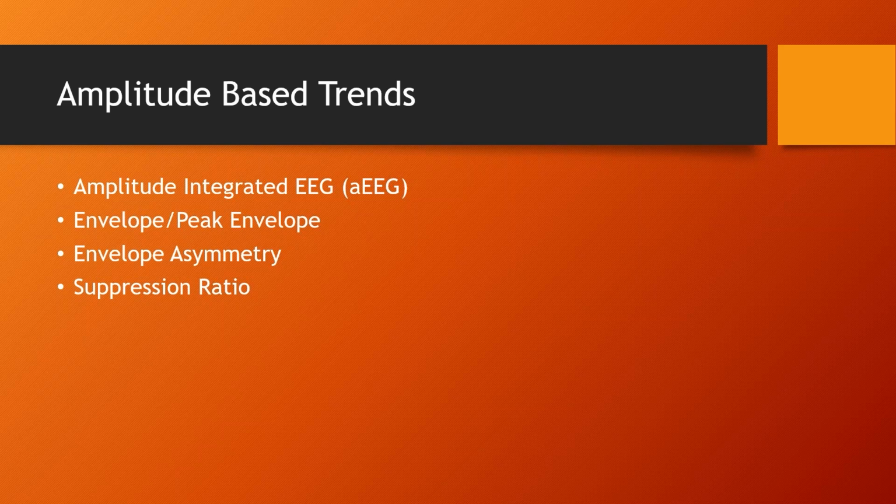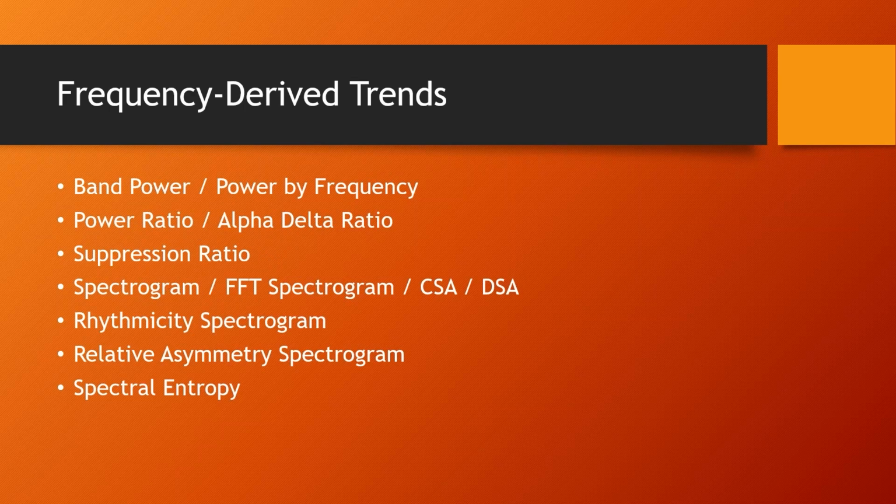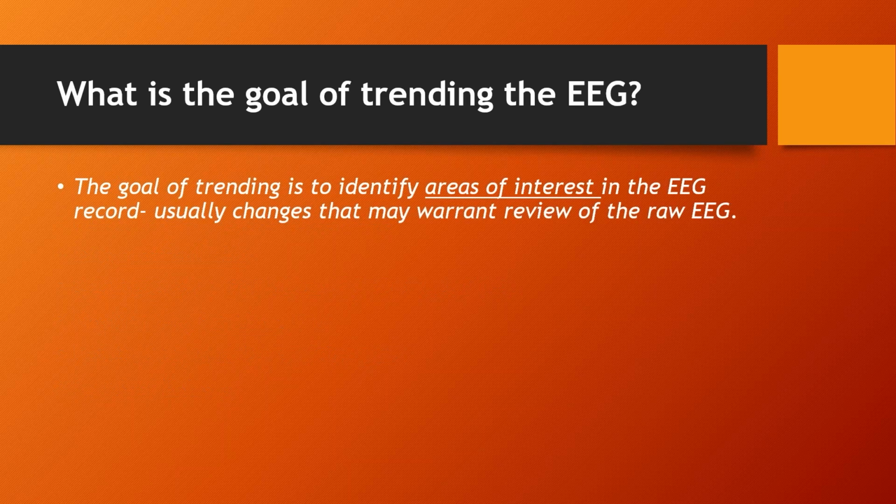So we'll start with the amplitude-based trends. The amplitude-based trends include amplitude integrated EEG, the envelope, asymmetry, and suppression ratio. And then we'll talk a little bit about the frequency-derived trends. I'll move through this rather quickly: the band power, power ratio, spectrograms, and the spectral entropy.